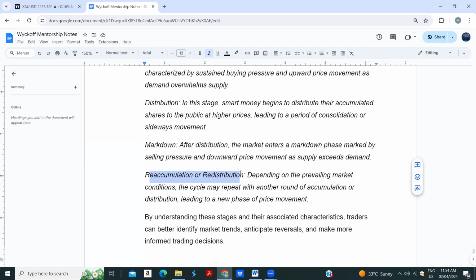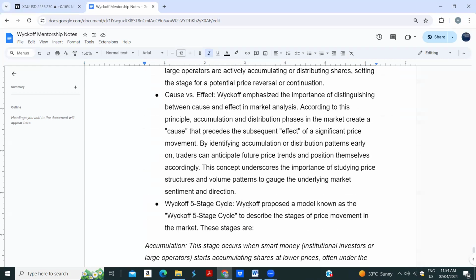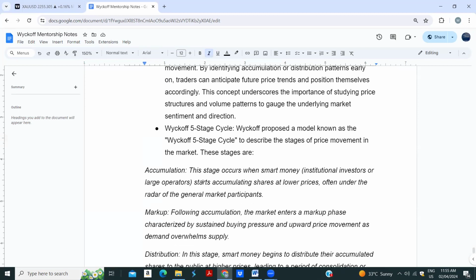That's how the price moves in the market. The price moves in cycles or stages. We call it the Wyckoff five-stage cycle or Wyckoff five-stage movement. So these are the Wyckoff five-stage cycles. First, we're going to start with accumulation.